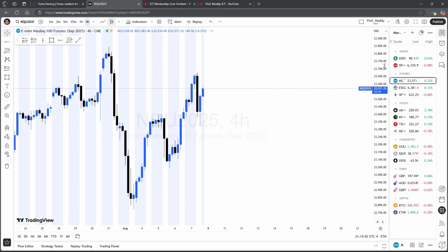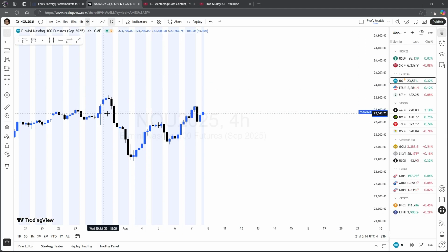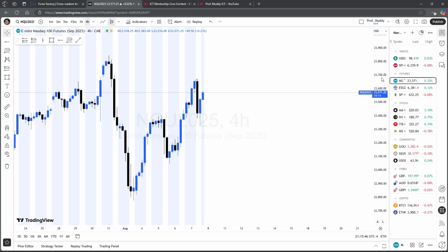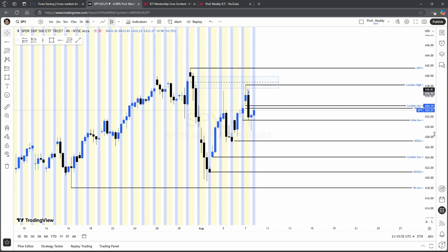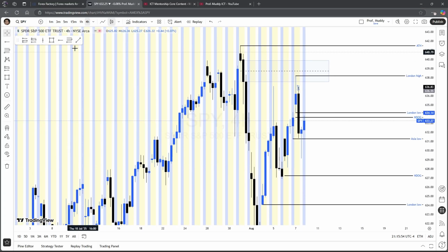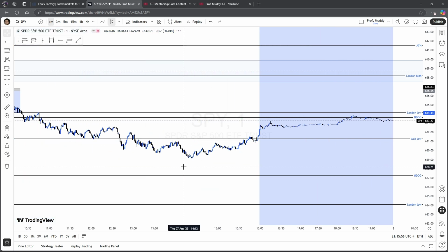I wonder how this looks on NQ. Probably, yeah. You see, there's that 4 hour inefficiency. Tapped into it right there. But yeah, so I guess I was kind of bearish coming into the day.